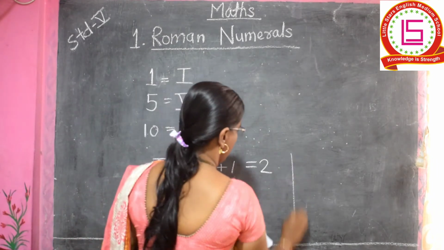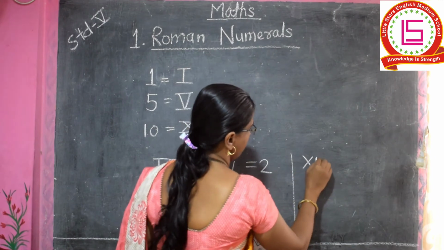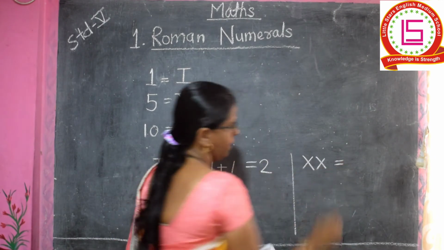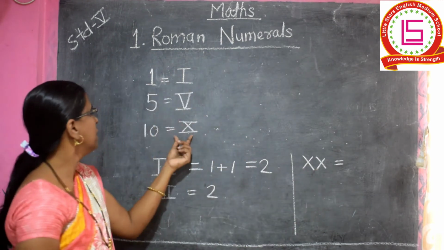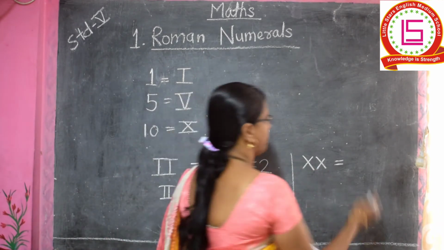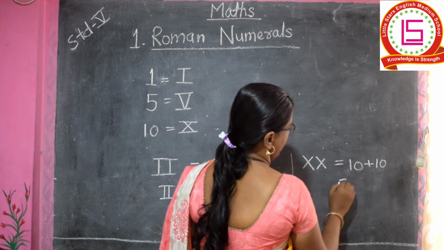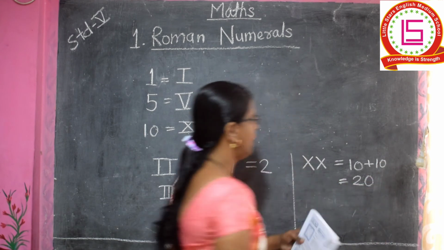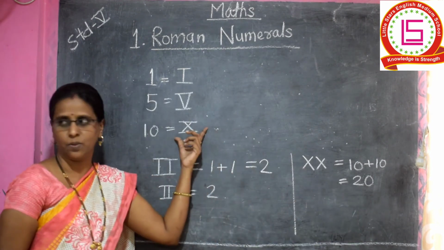Then like this, see here, X means 10. Therefore, 10 plus 10 is equal to 20. XX means 20. That is our first rule.